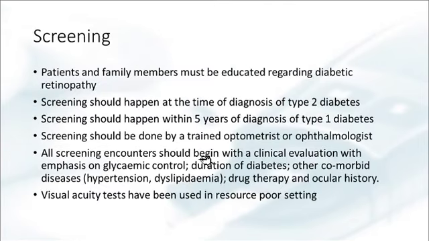So how do we screen? Well, patients and family members must be educated regarding diabetic retinopathy, right? And screening should happen at the time of diagnosis in a type 2 diabetic patient and 5 years after diagnosis in a type 1 diabetic patient. Now you might wonder why.